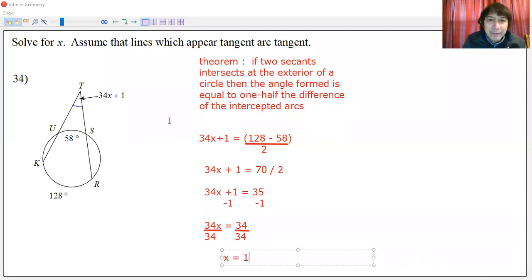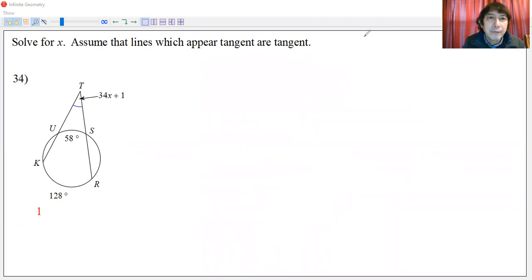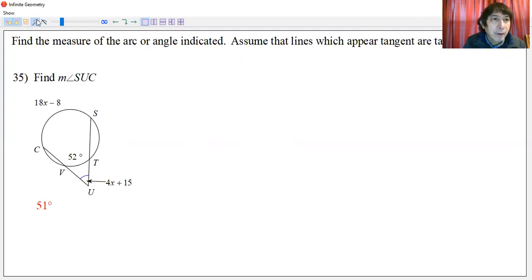Check and verify. Yes, it's a 1 over here. So this must be correct. 35 now. Let's continue with the next number, 35. Oops, the answer is displayed. Let us just do the solution.